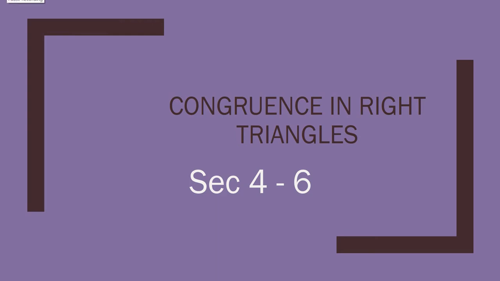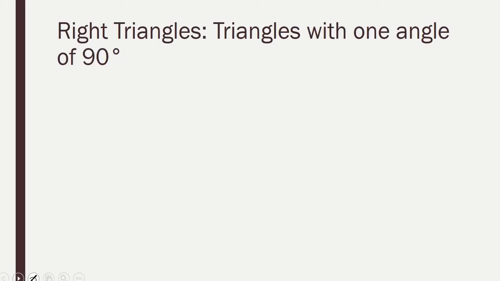Section 4-6 talks about congruence in right triangles. Okay, so let's first talk about right triangles. A right triangle is a triangle with one angle of 90 degrees.